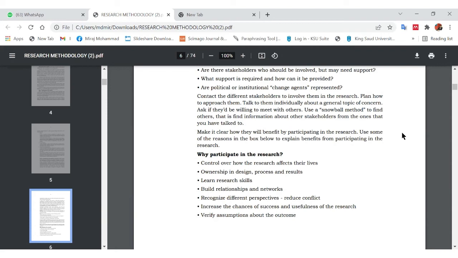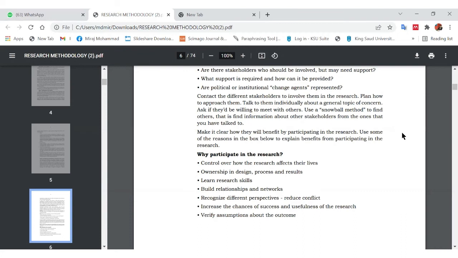And then when you speak to the people, you have to explain to them about ownership in terms of the design, the process, and the results. Because at the end of the day, it is the common people who are going to be affected. So if you have a bhagidari concept in working with the government and the stakeholders, you will definitely have control over the entire process and you will know how to manage it. And for this, you have to learn new research skills and build relationships and networks. So again, it is like managing the people and the processes.